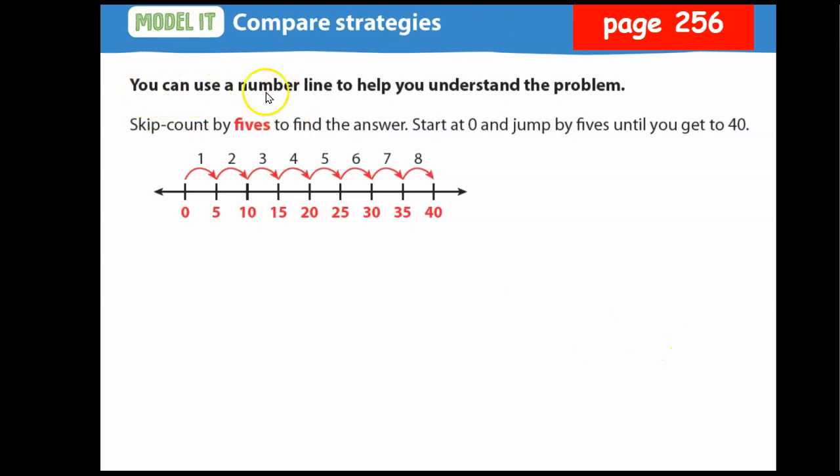You could also use the number line. Start out with 40 and count by 5s. 5, 10, 15, 20, 25, 30, 35, 40. And how many jumps did I create? 8.